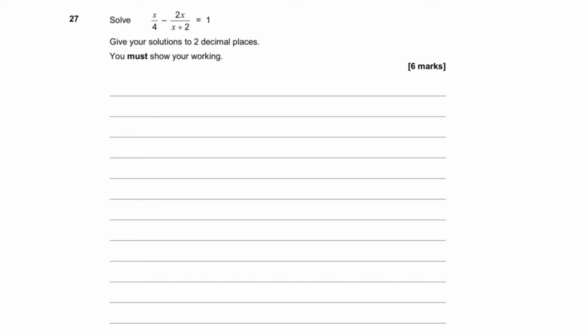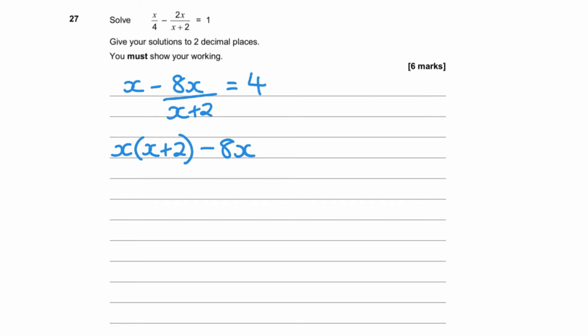So I'm going to start by timesing all of the elements by 4. So we have x divided by 4 times 4, minus 4 times 2x, which is 8x, divided by x plus 2, is equal to 4 times 1, which is 4. Now I'm going to times all the elements by x plus 2. So we have x plus 2 minus 8x divided by x plus 2 times x plus 2 equals 4 times x plus 2. So if we expand out our brackets, we've got x squared plus 2x minus 8x is equal to 4x plus 8.